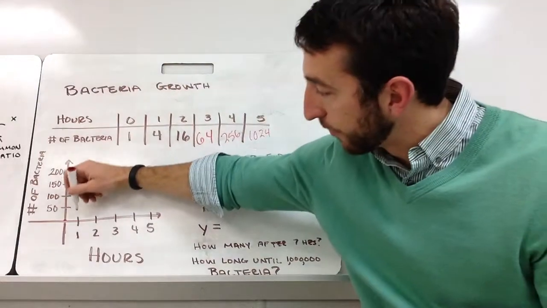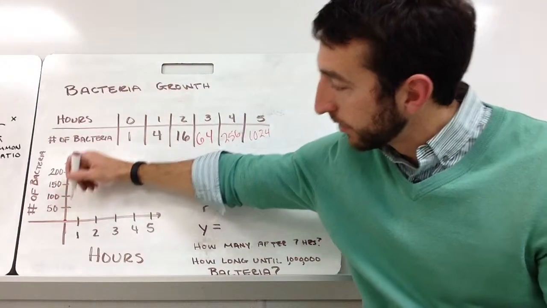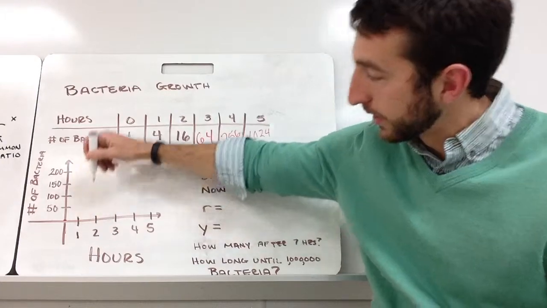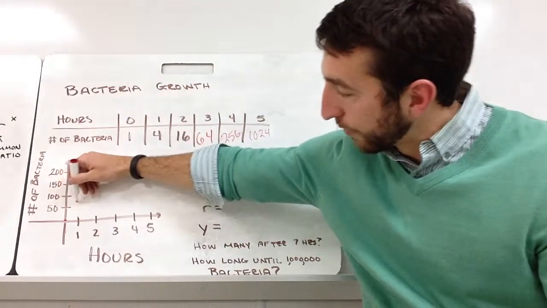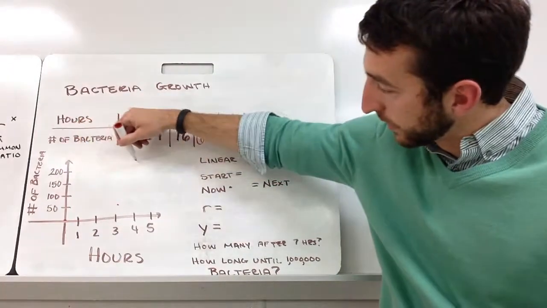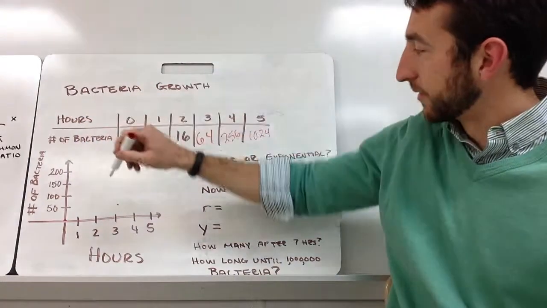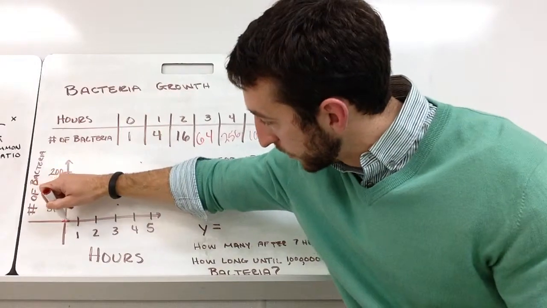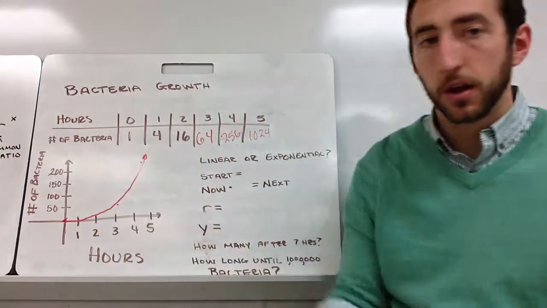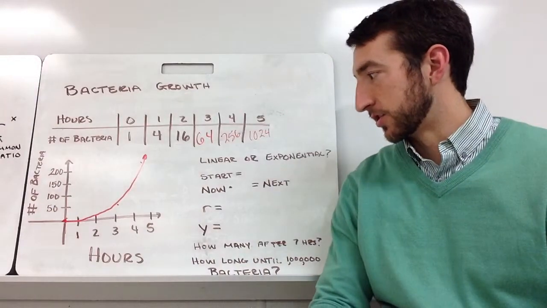At 1, I got 4, still pretty low. At 2, I got 16. It's getting a little bit taller. 3 is at 64, so we're starting to get up there. 4 is at 256, which looks like it's way up there. And 5 is not even going to be on my graph, which is okay. You should see we get that J curve that looks like an exponential function.